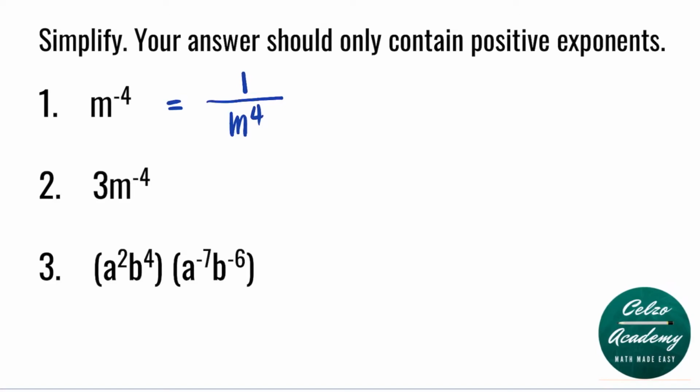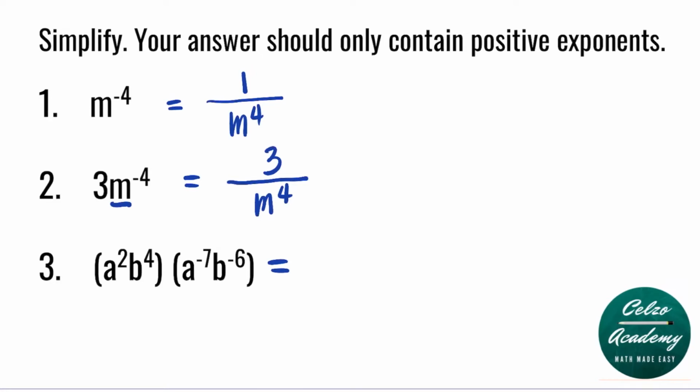Question number 2. 3m to the power of negative 4. Take note that for question number 2, negative 4 is only the exponent for m, not 3m. So we need to move m to the power of negative 4 to the denominator, and that becomes m to the positive 4. This means that the coefficient 3 remains in the numerator. So the answer for number 2 is 3 over m to the 4th. Again, keep the 3 in your numerator and move m to the power of negative 4 to your denominator, and that turns to positive.